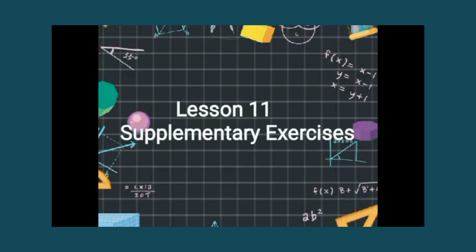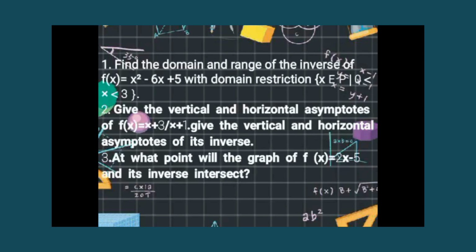Lesson 11 Supplementary Exercises. Number 1. Find the domain and range of the inverse of f of x equals x squared minus 6x plus 5 with domain restricted to x greater than or equal to 3.